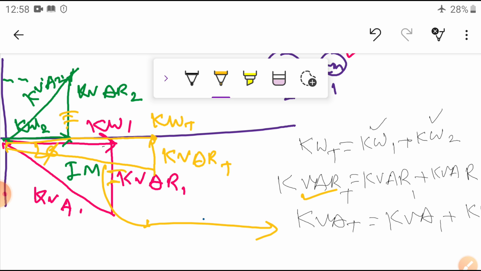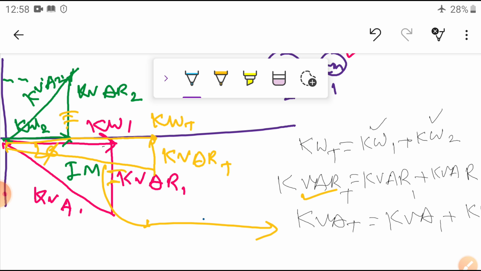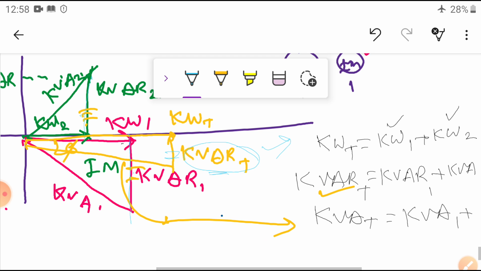You can observe here that initially this is a large value and this is a large value, and now we are going to get a very small value. That means the reactive power consumed from the supply is reduced from this value to this value only. So that's why we improve the power factor. Based on this we calculated some problems also, which you are very familiar with. So this is the synchronous motor.